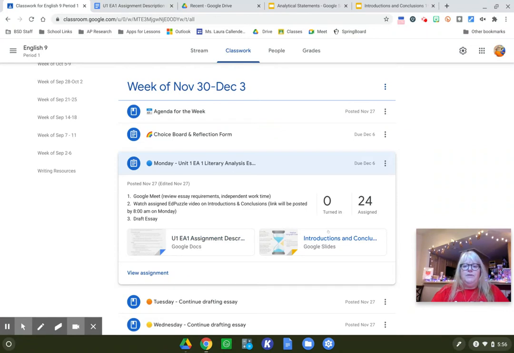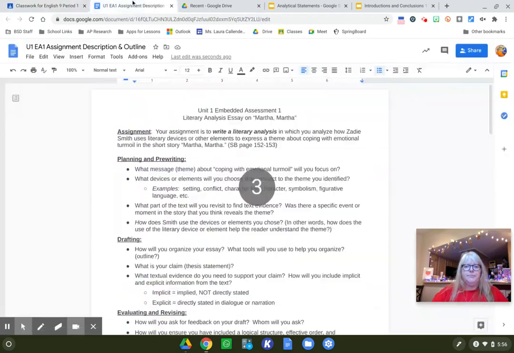And there are two files here that can help you get started. One is the assignment description, which also includes an outline. And the other is the slideshow that I'm going to review with you in just a moment on writing introductions and conclusions for an effective essay. So take a look at the assignment description.